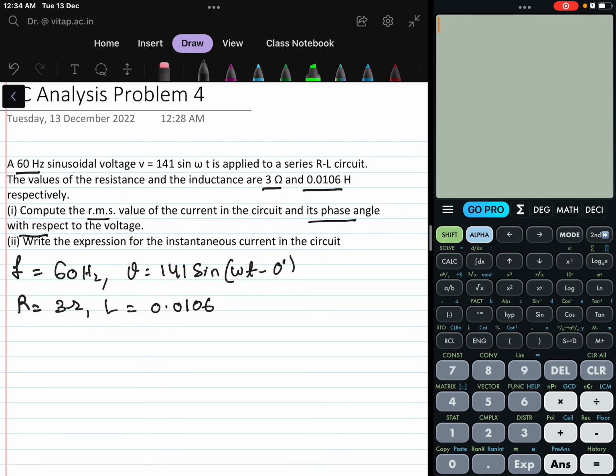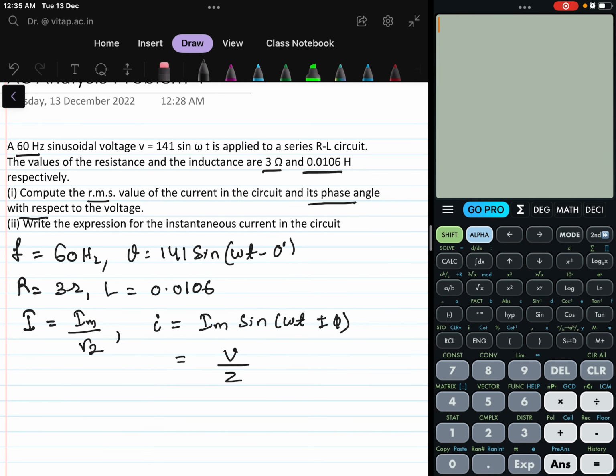Okay. First we will find the RMS value of the current. The RMS value of the current is equal to Im divided by root 2. Now, how to find Im? This will come from the expression i equals Im sine of omega t plus or minus phi, whatever we get. How to get this? It is nothing but V divided by Z, and that will give me the current I. Now, let us see what Z is.